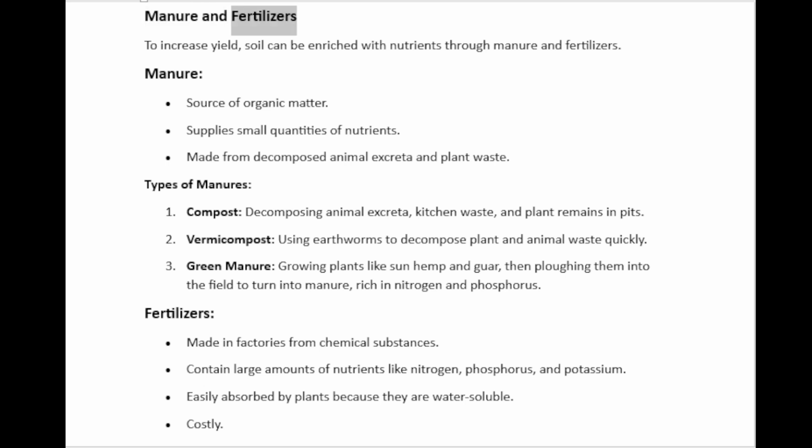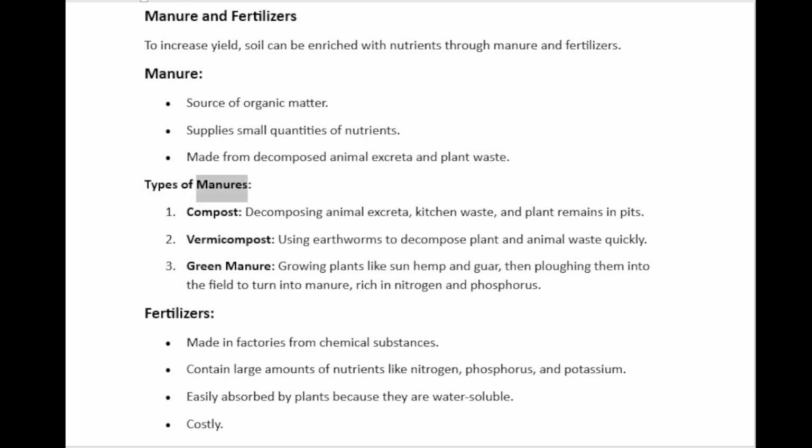Manure and fertilizers. To increase yield, soil can be enriched with nutrients through manure and fertilizers. Manure: a source of organic matter. Supplies small quantities of nutrients. Made from decomposed animal excreta and plant waste.